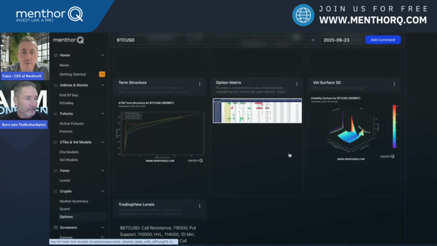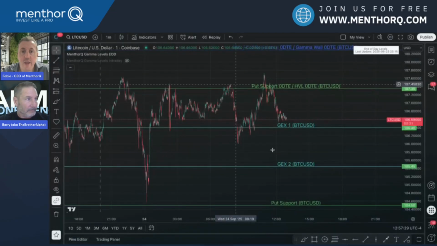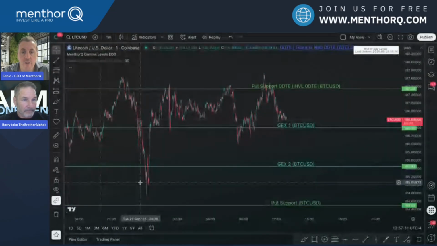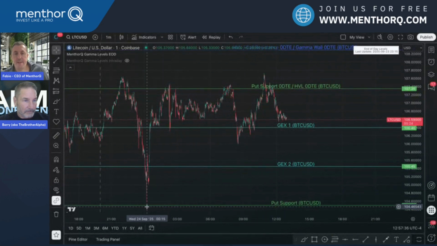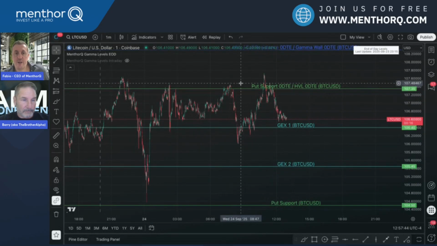We have our volatility surface, but the cool thing is that you can now convert also. If you trade Litecoin, then you can actually plot the Bitcoin levels on Litecoin. So you can see here how the put support was a very strong reaction area, and then the put support 0DTE was actually a very strong reaction area to the downside. So yeah.